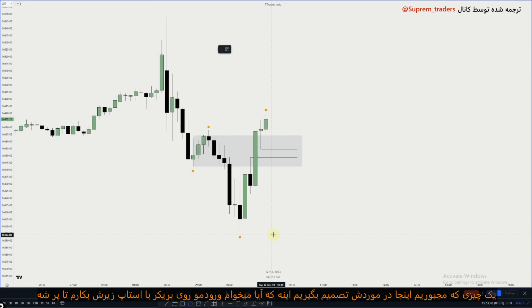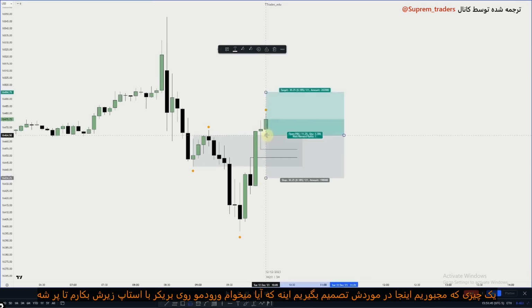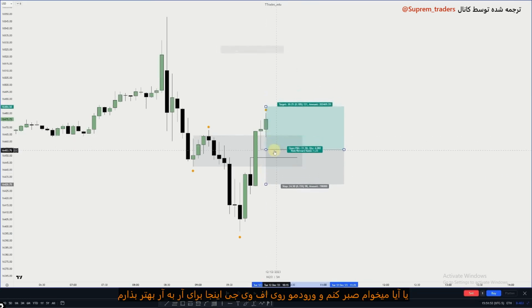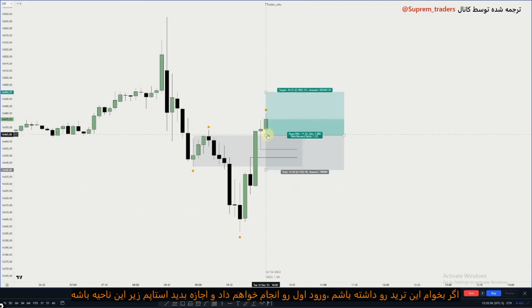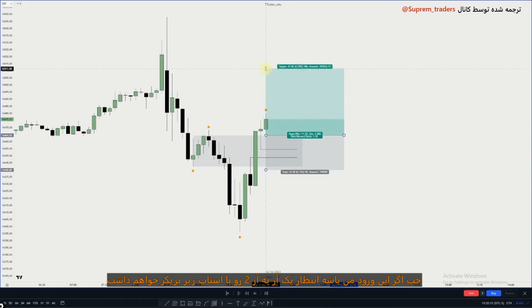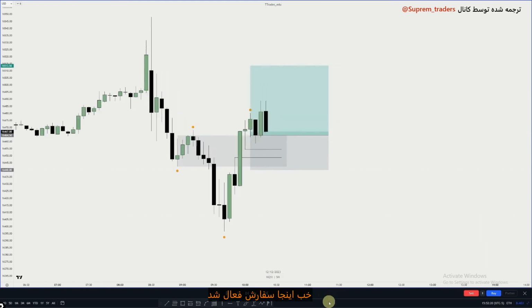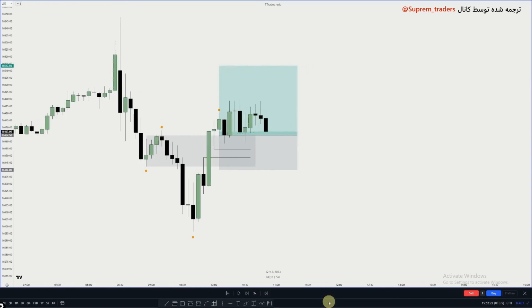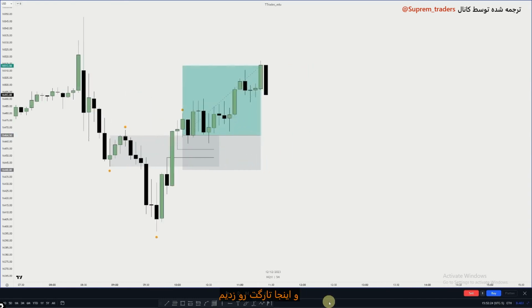So the one thing we have to decide here is, do I want to place my entry on this breaker block here to get filled with my stop below the breaker low, or do I want to wait and place it at the fair value gap here to get better risk to reward? Now, if I want to be in this trade, I will take this first entry and allow my stop loss to let it trade back into this area. So if this is my entry, I'll look to target 2R with my stop loss just below the breaker low. Here we get filled in. And here we hit TP.